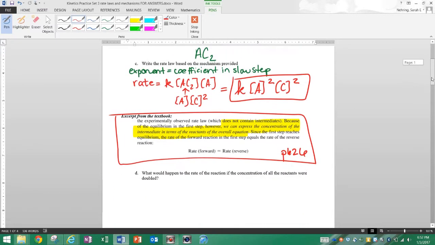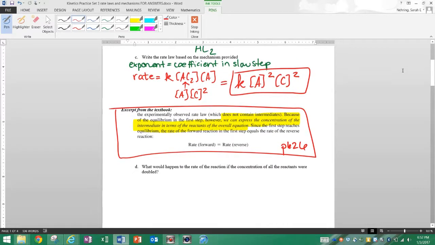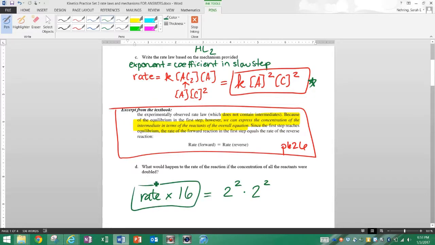And looking at problem D, what would happen to the rate if all the reactants were doubled? Well, both concentrations are being squared. So if I look at my rate law from up here, if I were to double A, then that would get squared, and then double C, that would be squared. So that would be 4 times 4. So my rate would increase by 16 times. Okay. Now let's take a look at problem number 2.